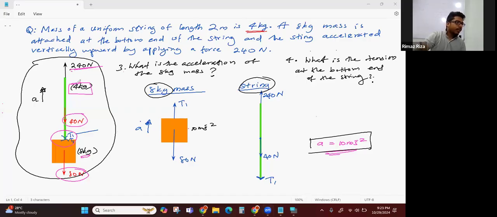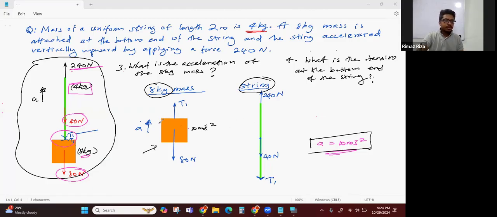So if I consider the system, then I won't be able to find it, because the tension is the internal force pair of the system. So therefore, we have to consider either this mass or the string, right? You can consider either the mass or the string. Anyway, since this is a learning process, I will do this problem considering both the mass and the string.